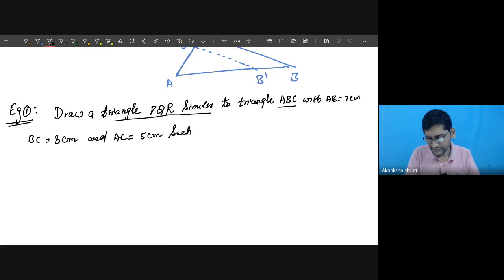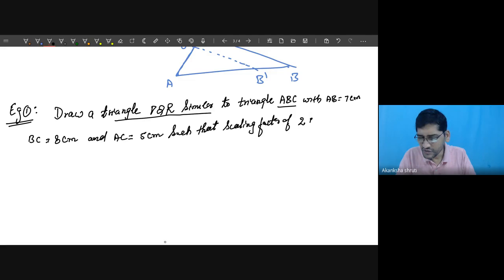Such that a scaling factor, the term like a scaling factor is also used, or it may be simply given as a ratio. So triangle PQR similar to triangle ABC such that a scale or scaling factor of, you may take anyone. Let me first take 2 by 3, this is much simpler, okay? Or if it appears simpler to you, then take 3 by 4.